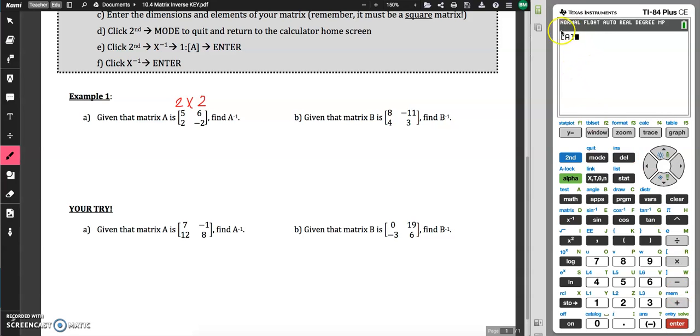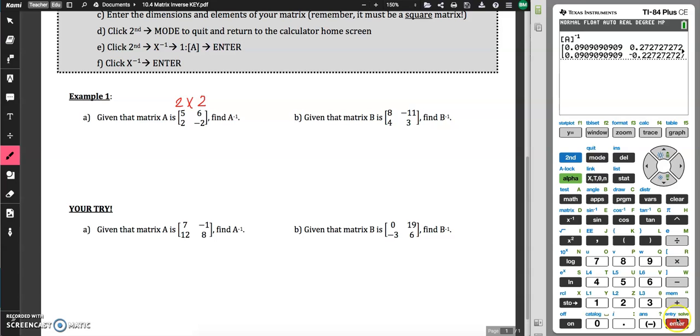So now it's giving you matrix A here, but I want to calculate the inverse. So I'm going to click the inverse button. See here it has x to the negative first. That's the inverse button. I'm not clicking second, just the inverse button as it is, and you should see the little -1 pop up. So now it's going to do the inverse of that matrix.